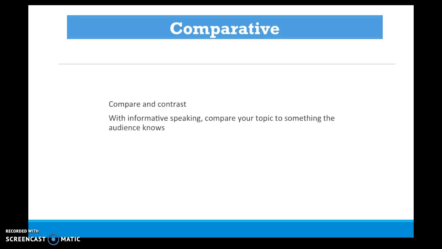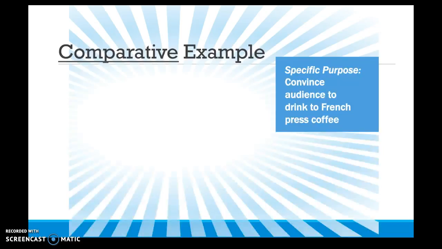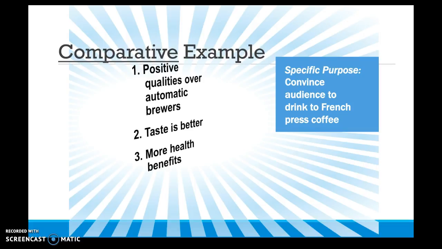So with informative speaking, you compare your topic to something the audience already understands, especially if you have a technical, complicated topic. So with persuasive speaking, it shows how one thing is better than the other. So here's a comparative example. Convince the audience to drink French press coffee. And then you talk about the benefits compared to another type of coffee.